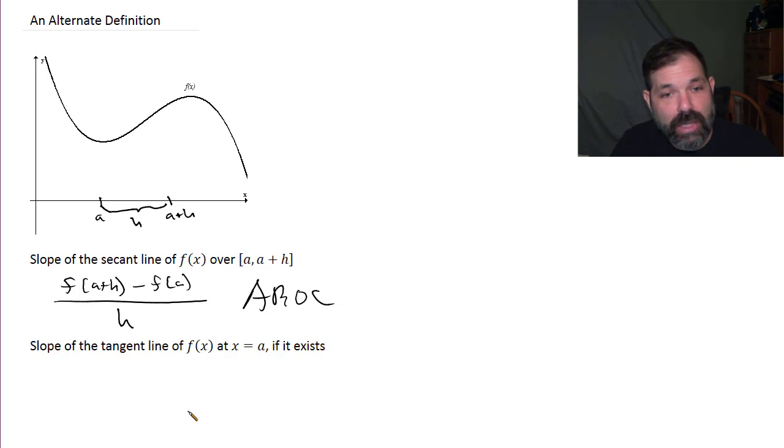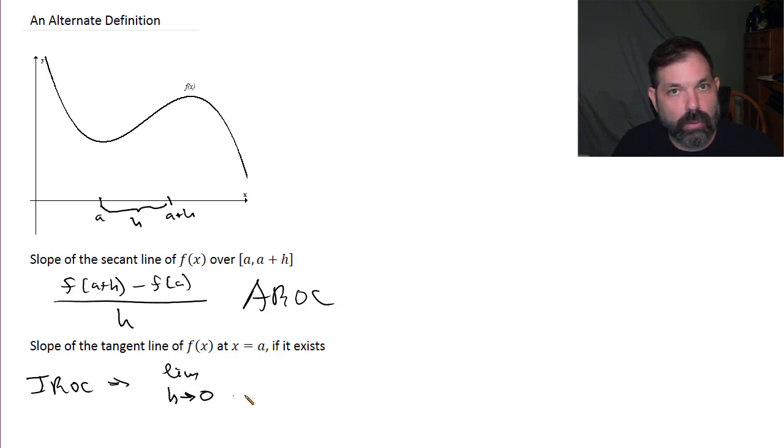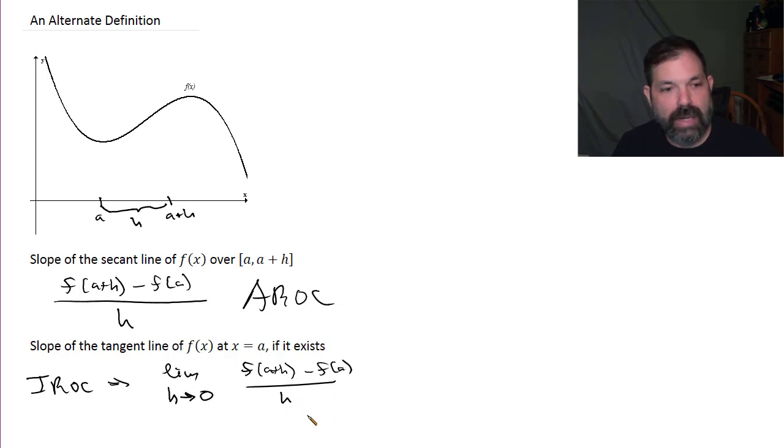And then the slope of the tangent line is the instantaneous rate of change, which is the limit with h approaching 0. So if we take that distance between the points and shrink it down to a very small amount, we get the limit as h approaches 0 of that same expression, f of a plus h minus f of a, over h. All right, so again, an instantaneous rate of change is a limiting process where the distance between the points becomes very small.